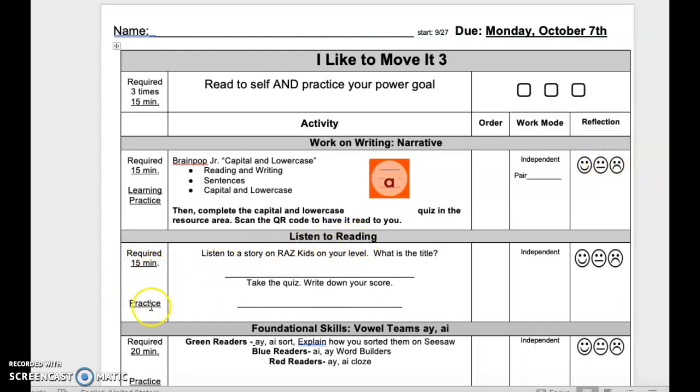Listen to reading. Required 15-minute practice. Listen to a story on Raz Kids on your level. What is the title? Write the title on the blank provided. Take the quiz. Write down your score on the blank provided. This is independent. Reflect when done.